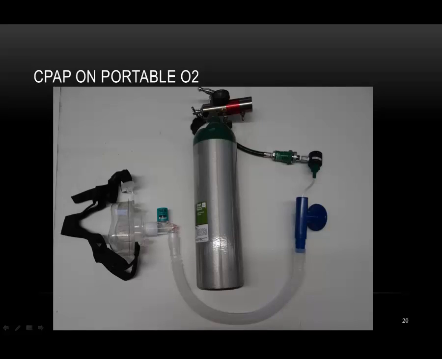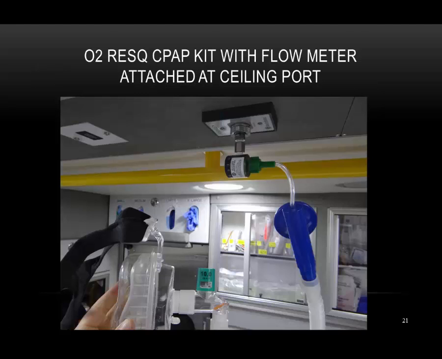Here's the CPAP setup on a portable O2 cylinder. The flow meter was added so that pre-hospital personnel could easily remove the CPAP with a quick connect instead of threading and unthreading the unit onto O2 connections.